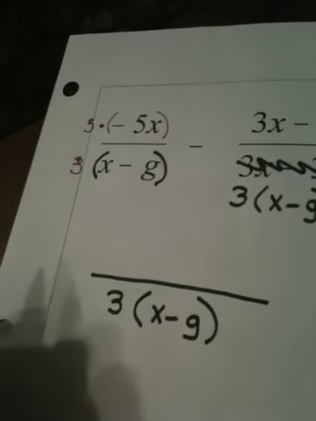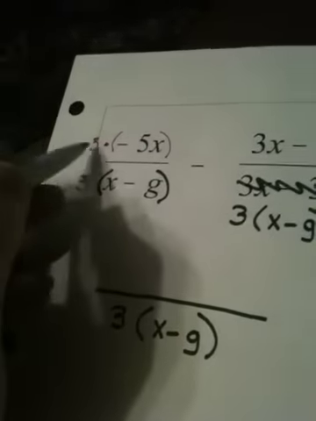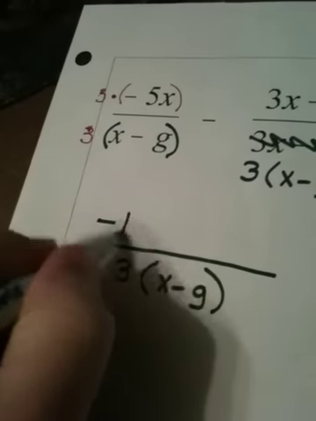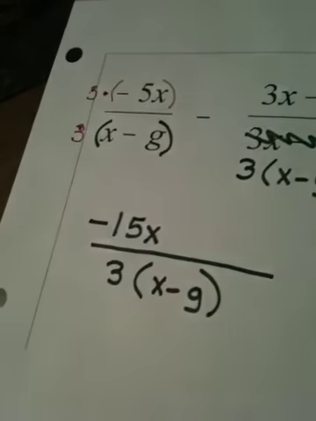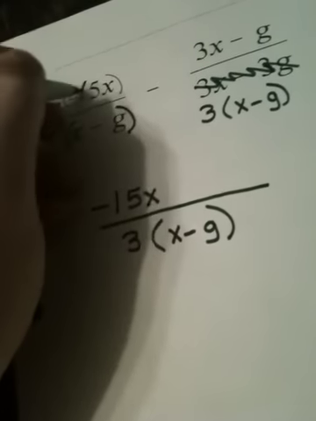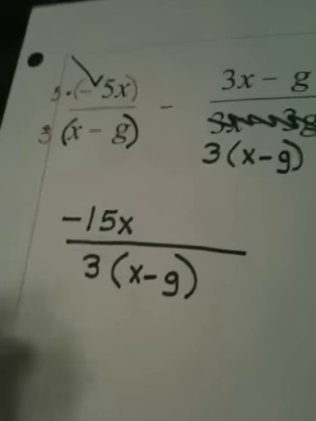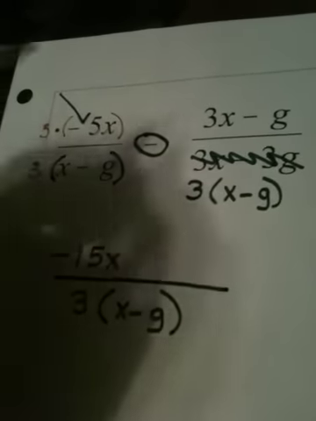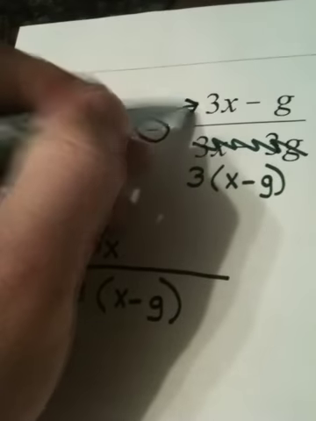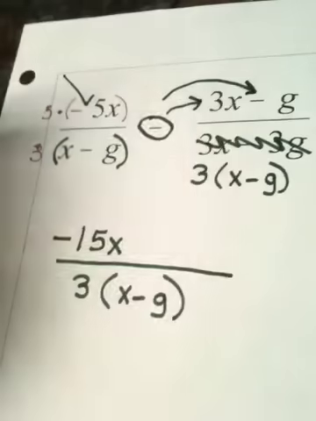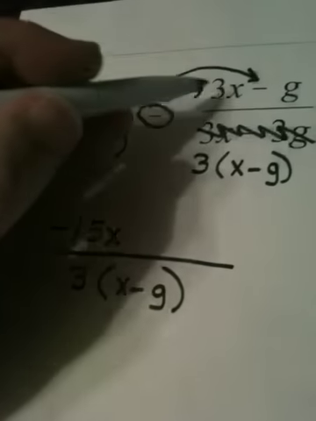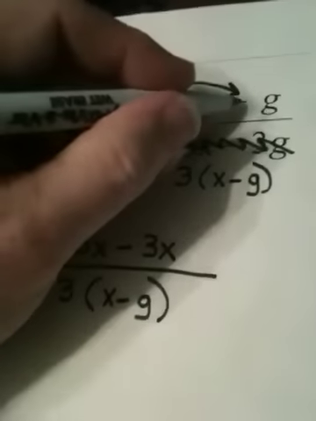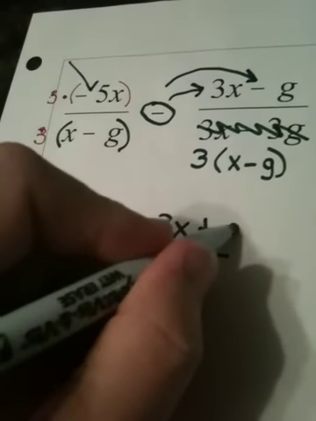Now I work with the numerators. Okay, let's do that very carefully. 3 times negative 5x is a negative 15x. So we've taken care of the first numerator. Okay? Now, remember what we talked about. When you see a minus sign, that's like multiplying by negative 1. Everything in this numerator gets its sign changed. So the 3x becomes a minus 3x. The minus g becomes a plus g.